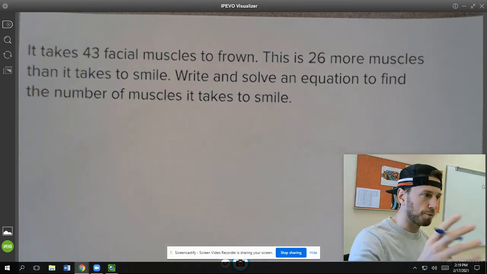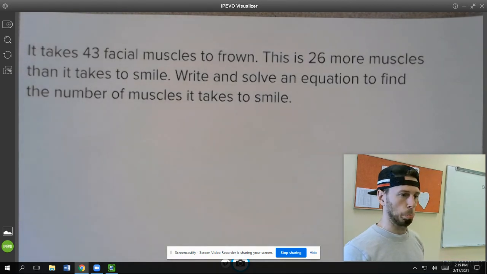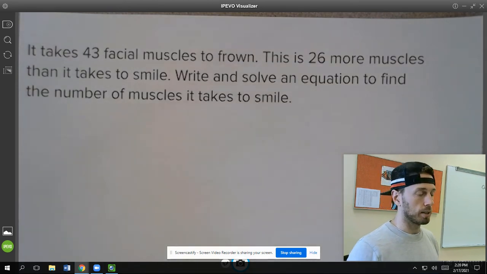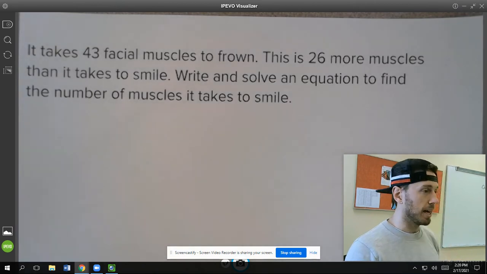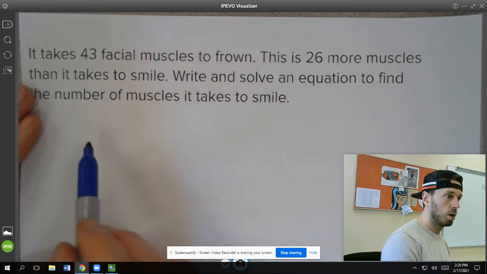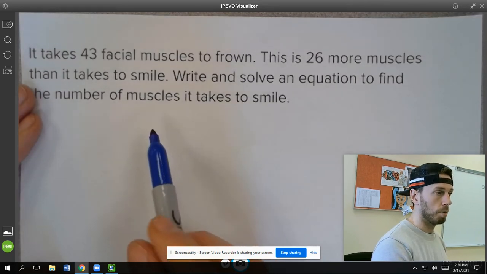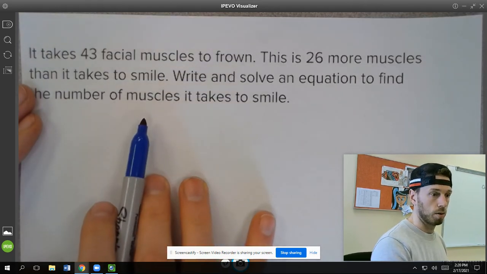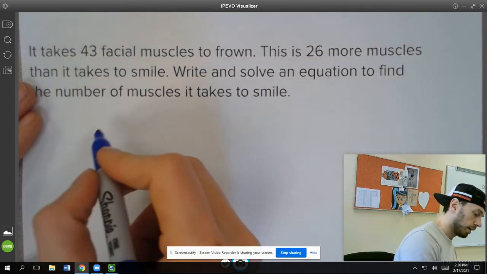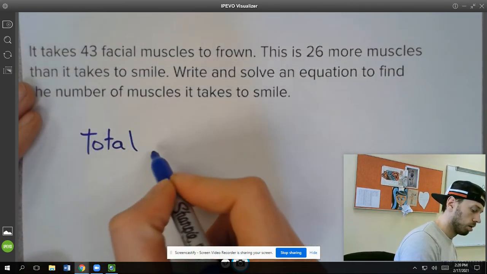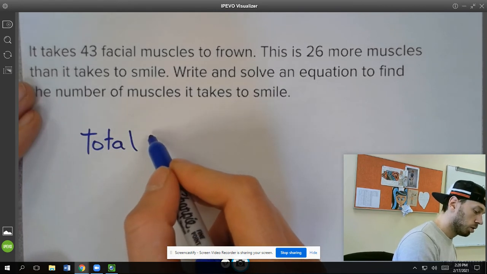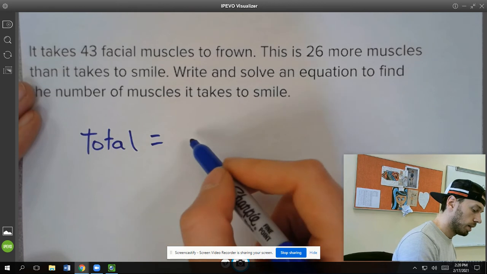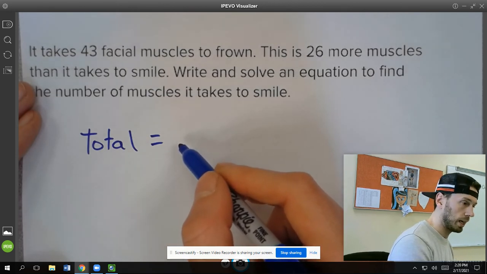Last problem. It takes 43 facial muscles to frown. That's a sad face. This is 26 more muscles than it takes to smile. Write down and solve an equation to find the number of muscles it takes to smile. Okay. Well, in this case, we've got a total muscles it takes in the face to frown. Right? So we take total for frowning, and that is equal to 26 more than what it takes to smile.